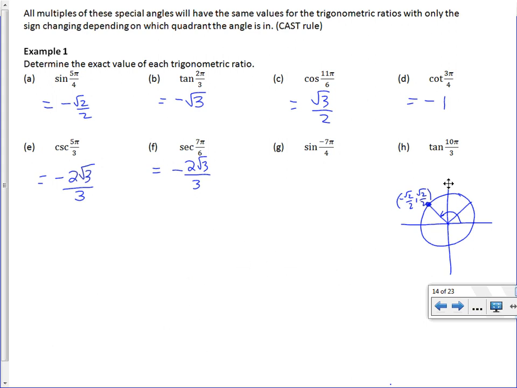So the last two are a little bit different as well, because we're going to have two extra pieces of information that you might have to worry about. So in G we have sine of negative 7 pi over 4. What's different about that one than all the other angles we just looked at?